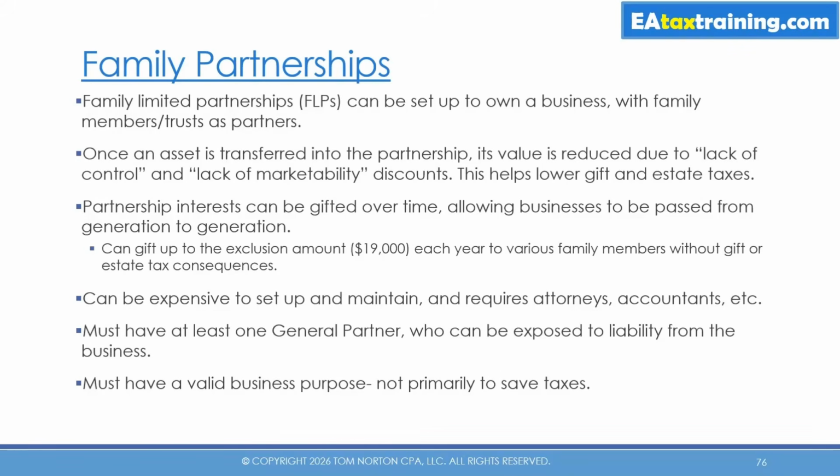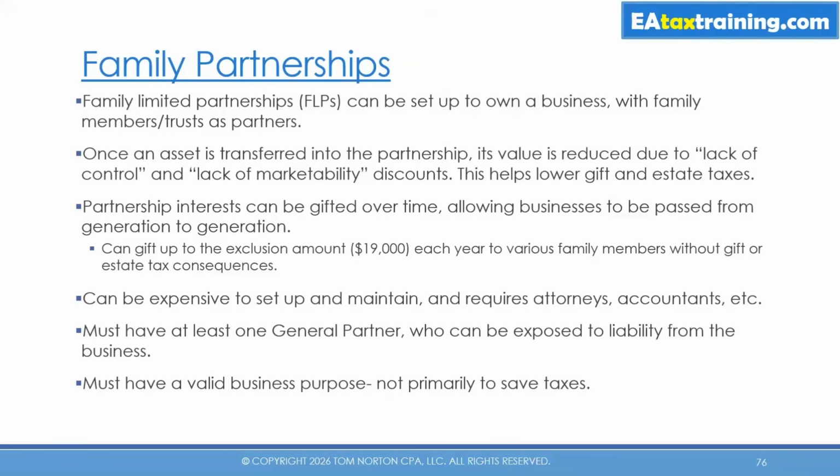Then once you've done that, partnership interests can be gifted over time, allowing the business to be passed from generation to generation. Remember, you can give up to $19,000 each year to any individual. So this patriarch of the family could give $19,000 to each of their children, maybe to their grandchildren, etc., each and every year. And that $19,000 goes up every year. It's going to be a little bit more. Then remember, you've got gift splitting. So if the patriarch is married, they can give $38,000 to any one person.